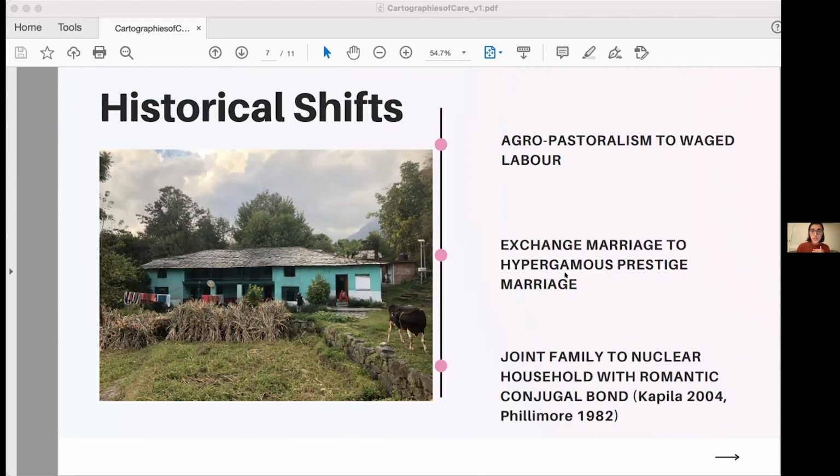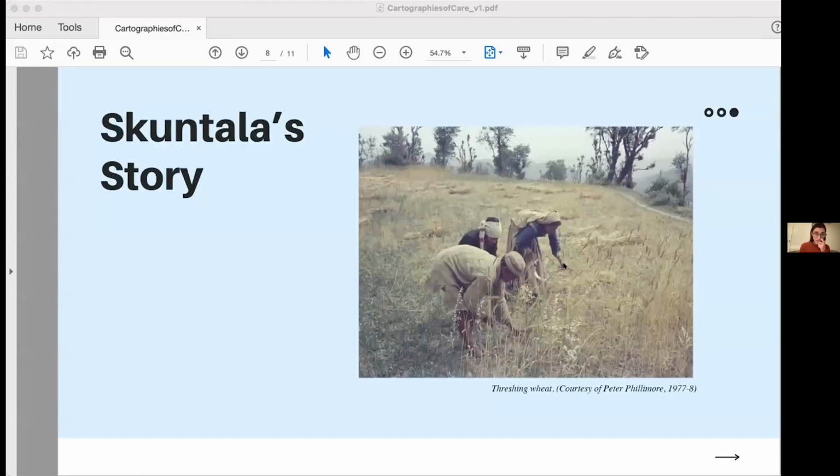So the result was a change in the position of women in the household and the resources of care that women had access to. Now, I saw this most clearly in the story of Skuntala, a dear friend of mine who was in her 70s. She'd been a shepherdess along the pastoral trail for most of her life. She'd married her husband about 40 years ago with her sister as well, where they both joined a large household and played a significant role in income generation through farming and shepherding.